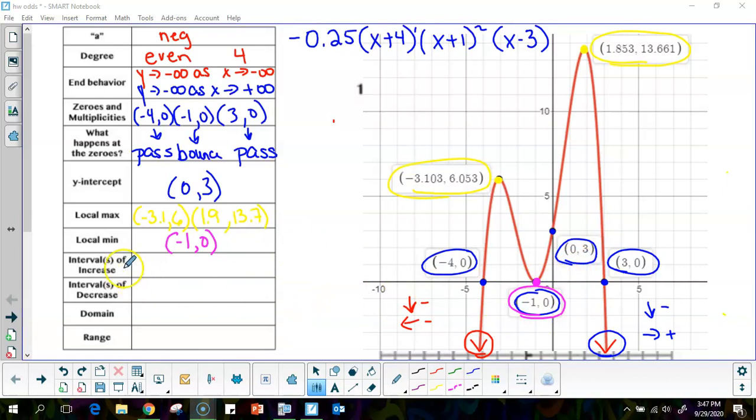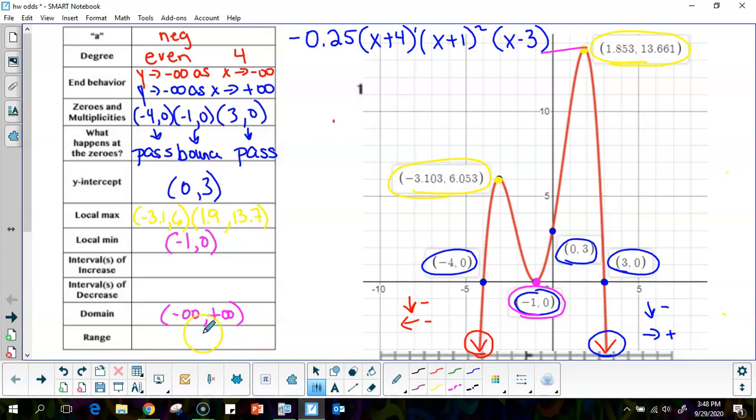All right, let's skip intervals of increase and decrease, come back to that. Let's do domain and range because that's a little bit easier. Domain is going to the left forever, going to the right forever. So domain is all real numbers or -infinity, +infinity. Range, okay, so it stops up here at y equals 13.7. And it starts at infinity.